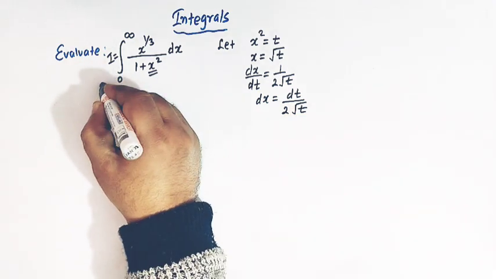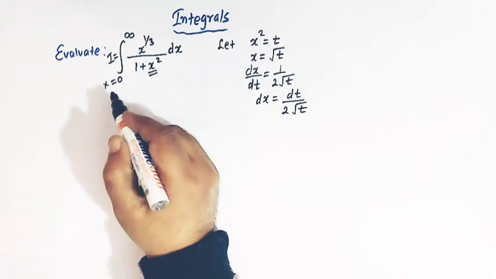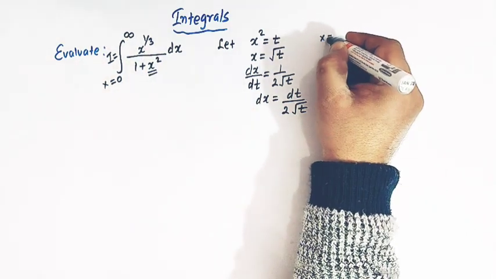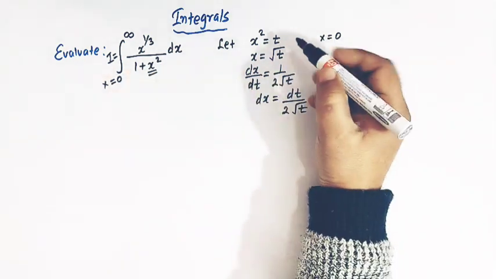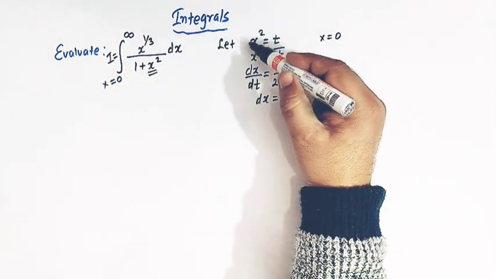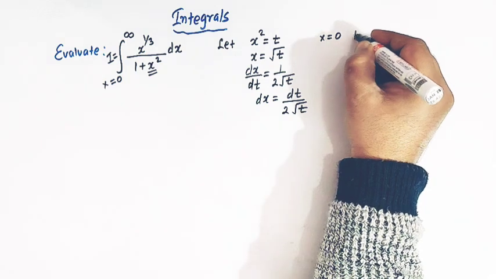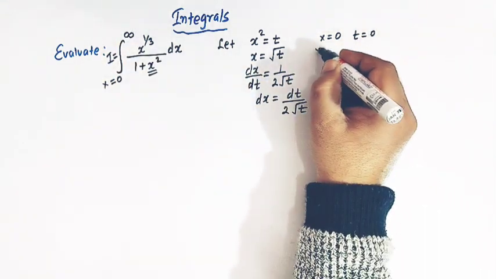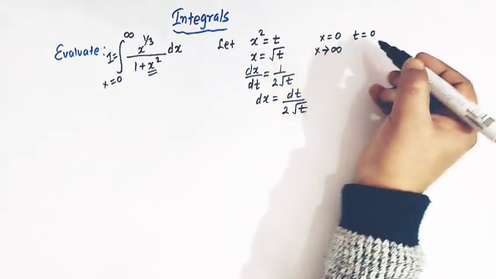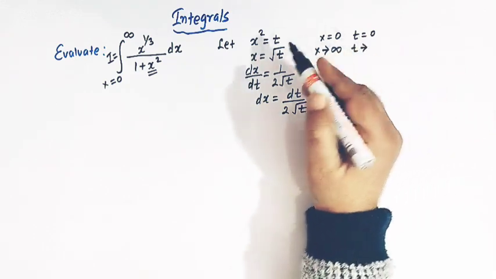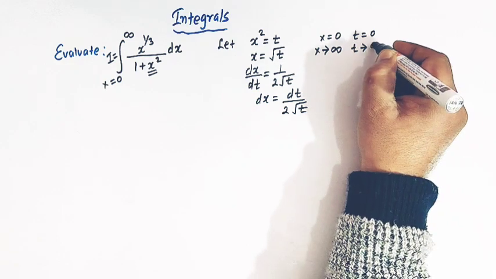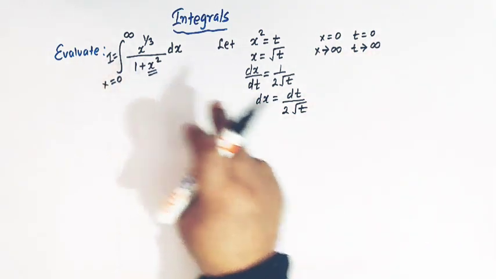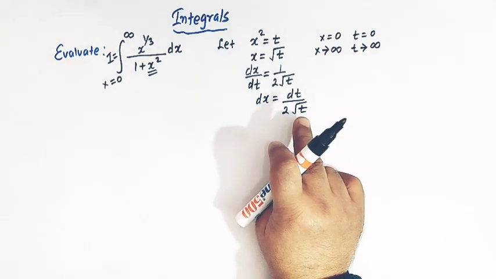Now see here the limits of integration vary from 0 to infinity. So when x is equal to 0, then the value of t can be obtained from this expression. So t is also equal to 0. And when x is tending to infinity, then t also tends to infinity. So now we can write this integral in terms of our new variable t.